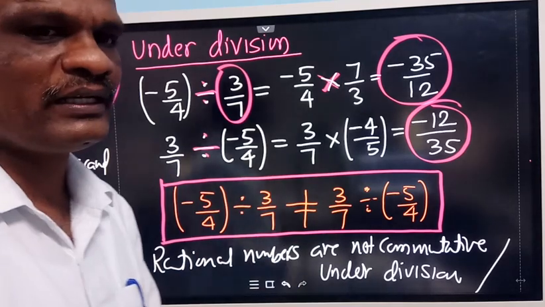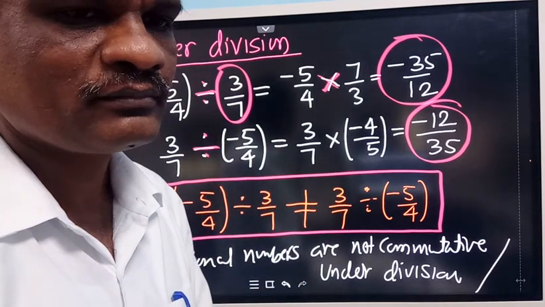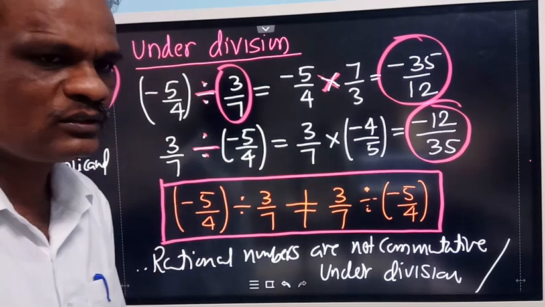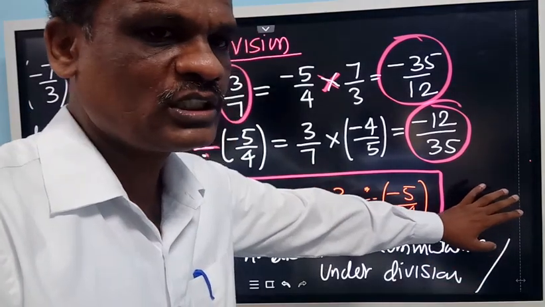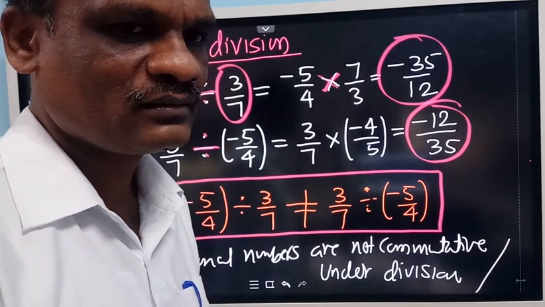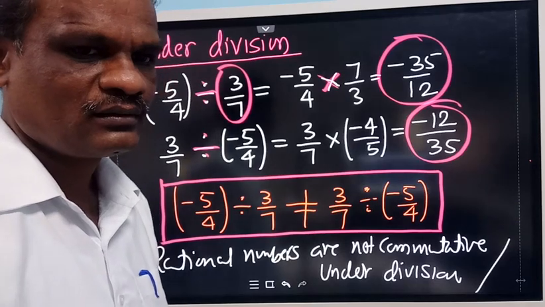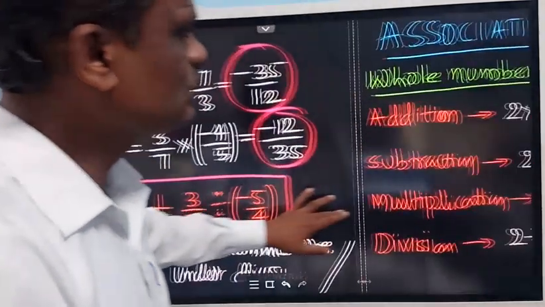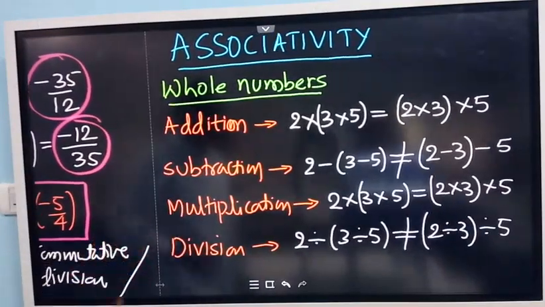There is one more property. Tell me what is that one more property? Closure property over, commutative property over. What is that next? Akshata? Associative, good. Associative property. Let us check the associativity now.